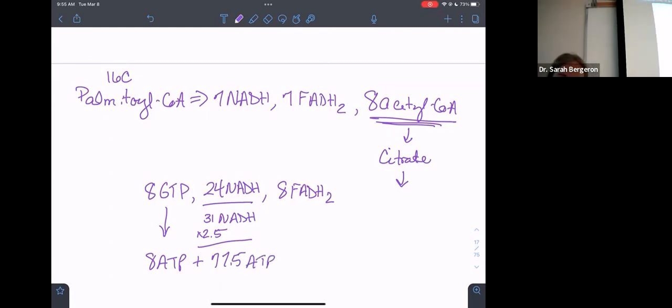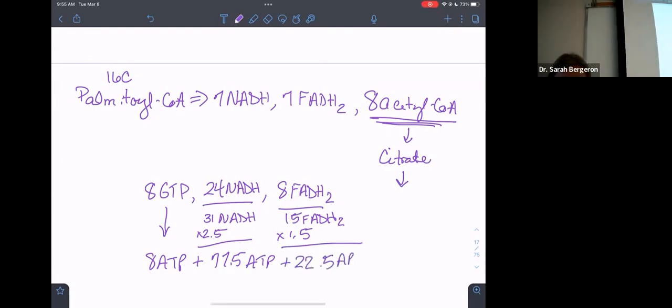Then FADH2, how many do we get per? We have to total them. 8 plus 7 is 15, and we get 1.5 per, so 15 times 1.5 is 22.5 ATP. So 8 plus 77.5 plus 22.5 should give us 108.